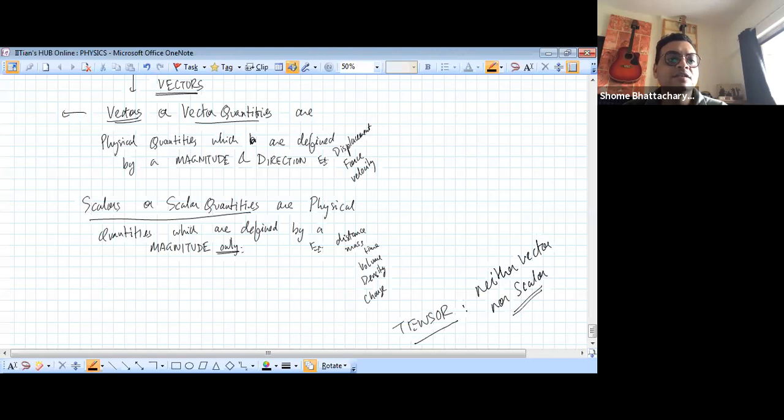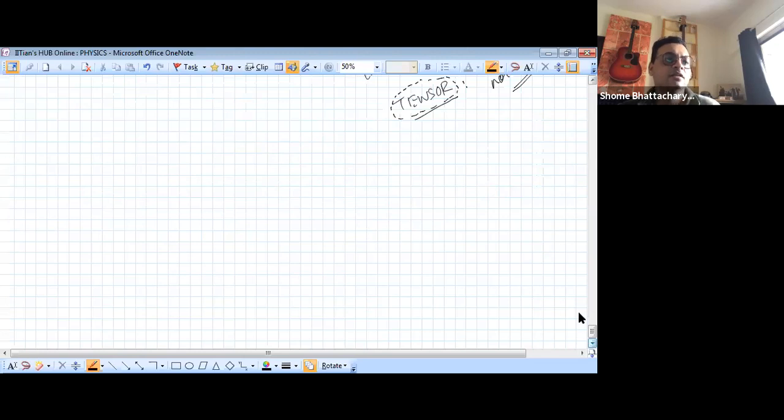And at a later stage, I will give you a brief explanation of what a tensor is. But as such, it is not part of our high school level physics. It comes in higher physics and in engineering. Tensor quantities are not going to be of concern for us in this syllabus of physics. However, I will give you an example later. But coming back, electric current is very much a scalar quantity.